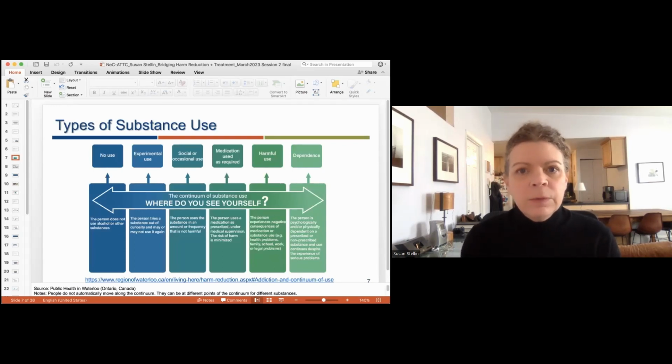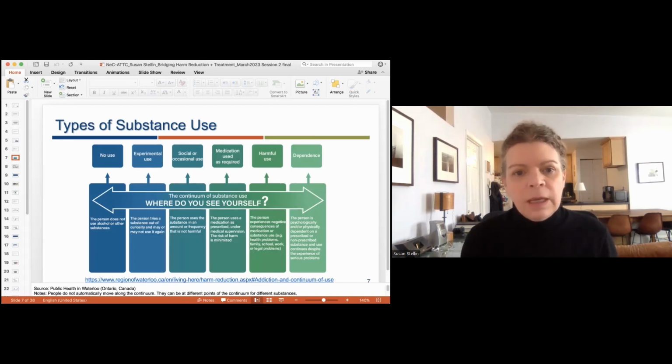I'm sure in a lot of your work, you've come across different ways of thinking about types of substance use. So I'm going to show a few options here. This one is from Canada, but really thinking about different types of substance use. Sometimes this is referred to as a continuum, although that can suggest that there's an inevitable progression along this. And particularly with polysubstance use, someone might be engaging in experimental use or social use of one substance and harmful use of another substance.